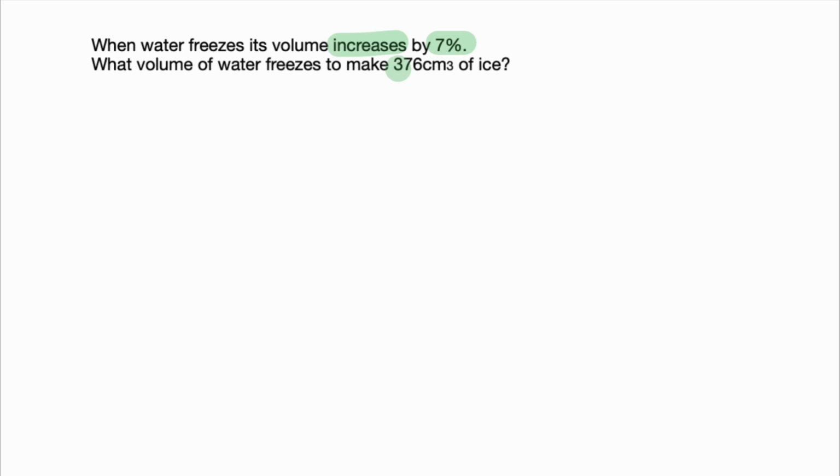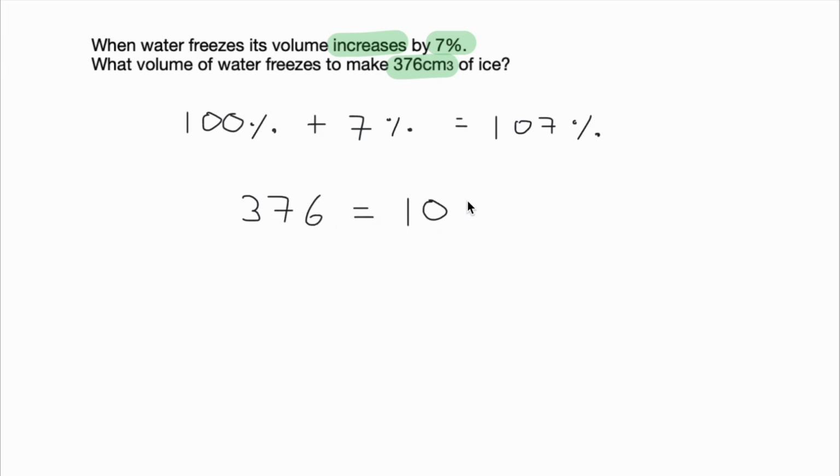So we've got, when water freezes, its volume increases by 7%. What volume of water freezes to make 376 centimetres cubed of ice? So our 376 centimetres cubed of ice is going to be equal to 107%. Again, the way we've got that is we've done 100 plus 7, because our ice is 100% of the volume we had when it was water, plus the extra 7% increase. We can make 376 equal to 107%.